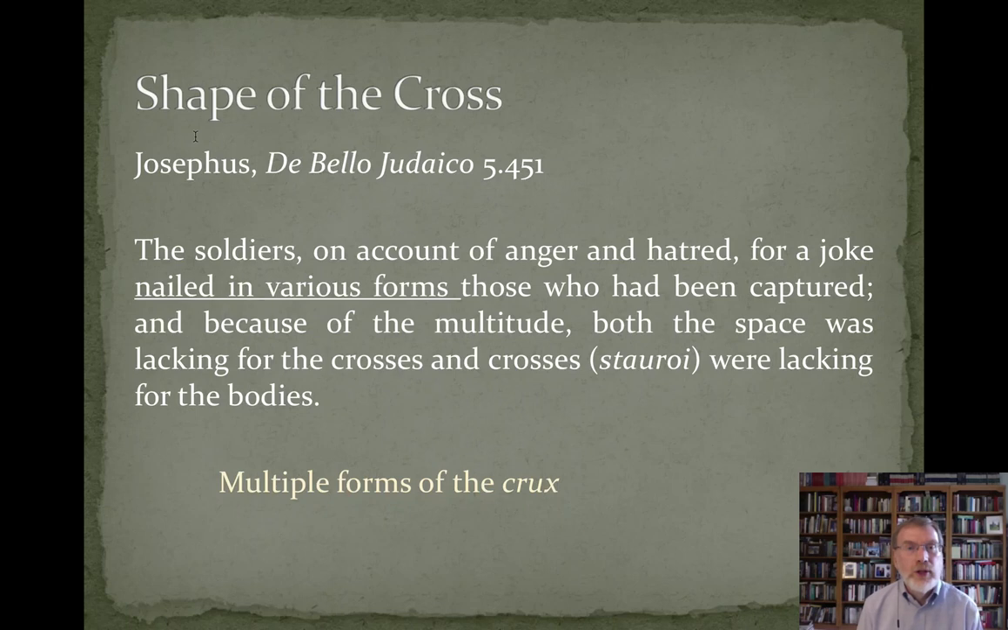Josephus, who's a Jewish historian in the first century, wrote about the times around Jesus, and says of the destruction of Jerusalem about 40 years after Jesus' death, that the Roman soldiers, on account of their anger and hatred towards the Jewish people who were hiding in the city of Jerusalem, for a joke, nailed in various forms those who had been captured. Because of the multitude, both the space was lacking for the crosses and crosses were lacking for the bodies.